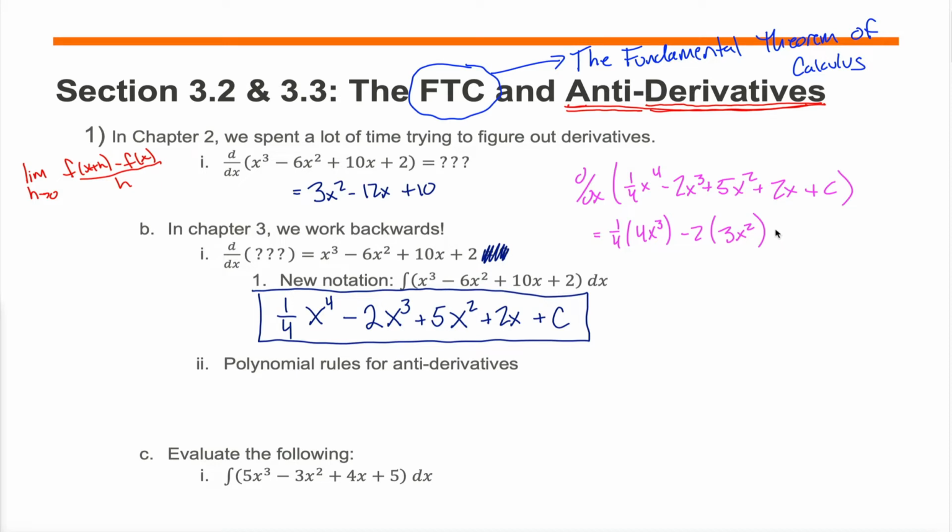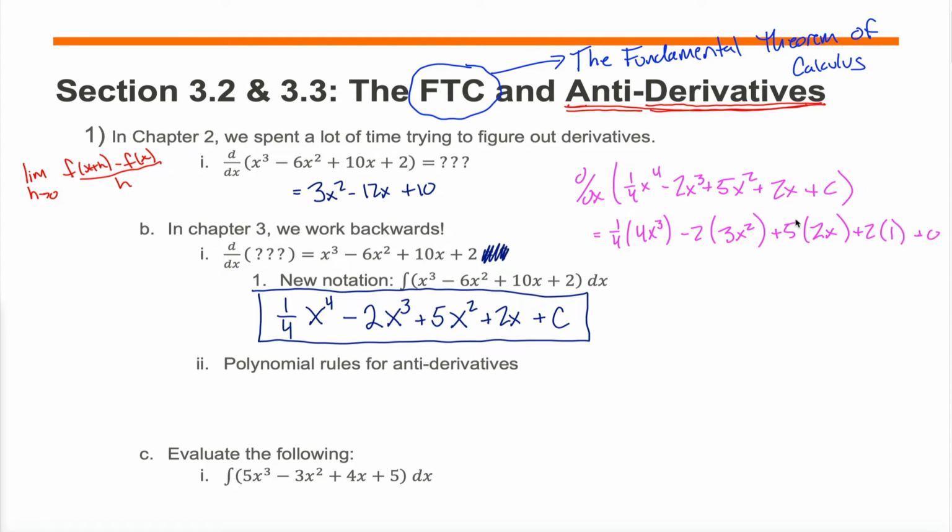For this next term, I leave the 5 alone, and then I multiply that by the derivative of x squared, which is 2x. For this next term, I leave the 2 alone, and I multiply that by the derivative of x, which is just 1. And then finally, I take the derivative of c, which might be a little bit confusing, but remember, c just represents a constant. And when I take the derivative of a constant, I get 0.